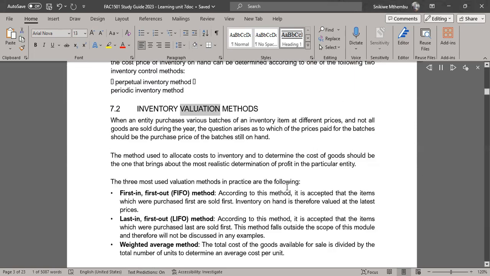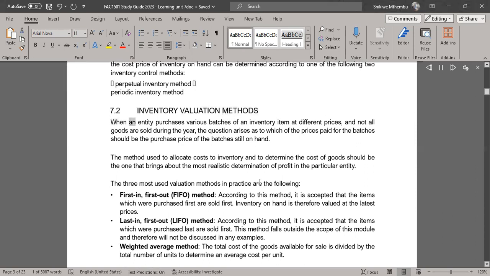7.2 Inventory Valuation Methods. When an entity purchases various batches of an inventory item at different prices, and not all goods are sold during the year, the question arises as to which of the prices paid for the batches should be the purchase price of the batches still on hand. The method used to allocate costs to inventory and to determine the cost of goods should be the one that brings about the most realistic determination of profit in the particular entity. The three most used valuation methods in practice are the following.